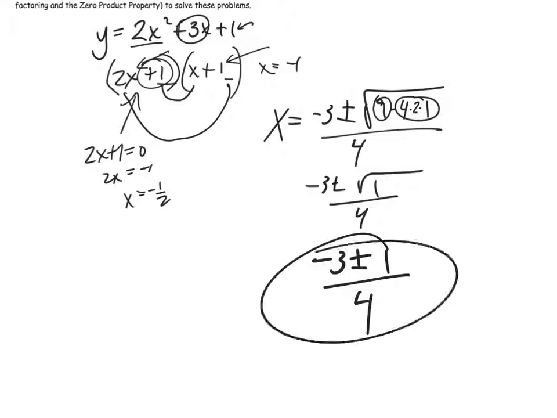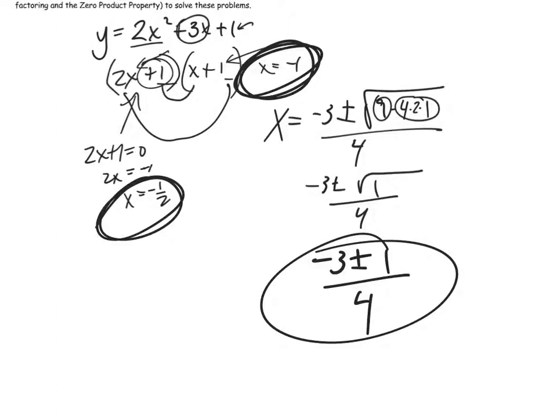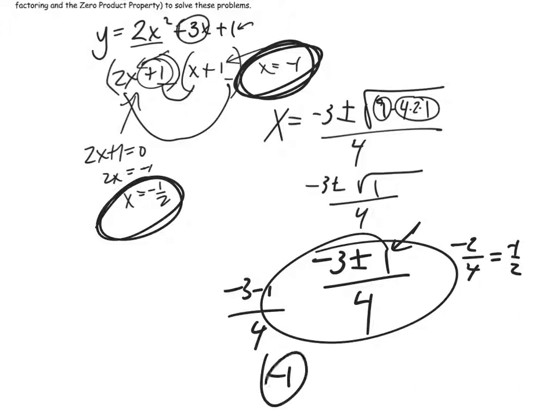Some kids have a bad habit of leaving this as a problem. They leave it like that. We already know the answers. They're -1 and -1/2. You've got to get that finished. So -3 plus the 1 makes -2/4, which is -1/2. And -3 minus 1 over 4 is -4 over 4, which is -1, and there's the answers both ways.